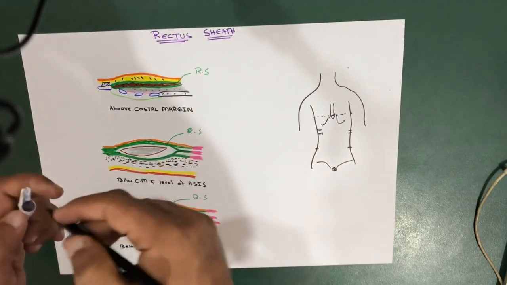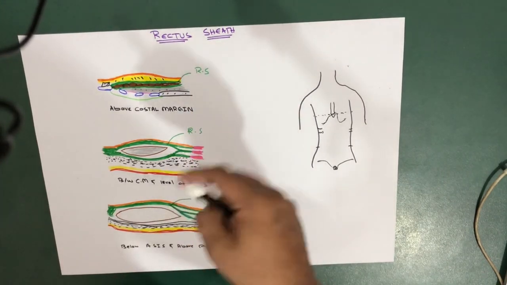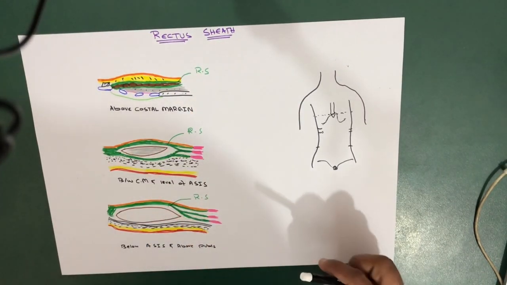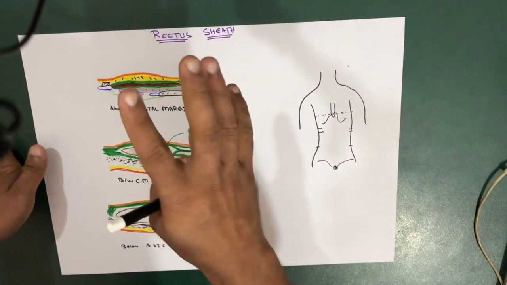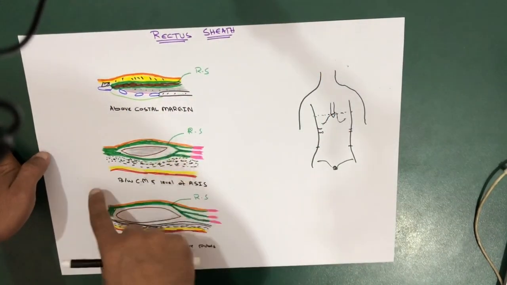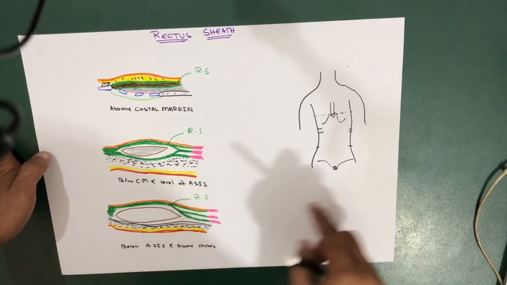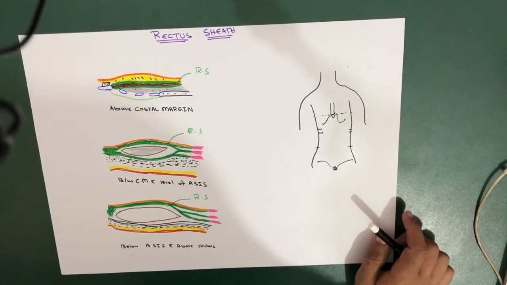And in this lecture, we are also going to talk about the arcuate line. I just forgot to tell you that, because it's related to this diagram. So we study the rectus sheath in three different parts: above the costal margin, between the costal margin and the ASIS, and below the costal margin and the ASIS.